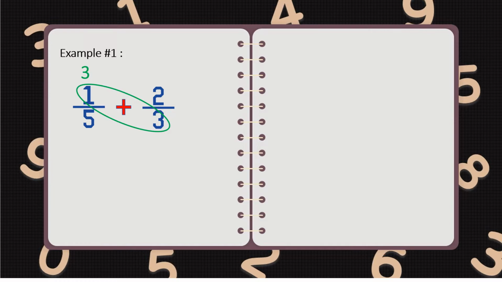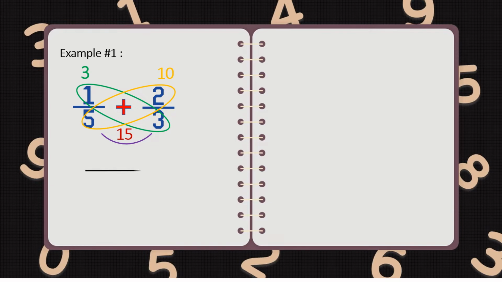Then, next step is to multiply the other side. So draw again an ellipse to multiply the numbers 2 and 5. 2 times 5 is equal to 10. Let's write 10 on top of 2. Next, let's multiply the denominators 5 and 3. 5 times 3 is equal to 15. So let's write 15. Since they have the same denominator now, we can easily add the fractions.